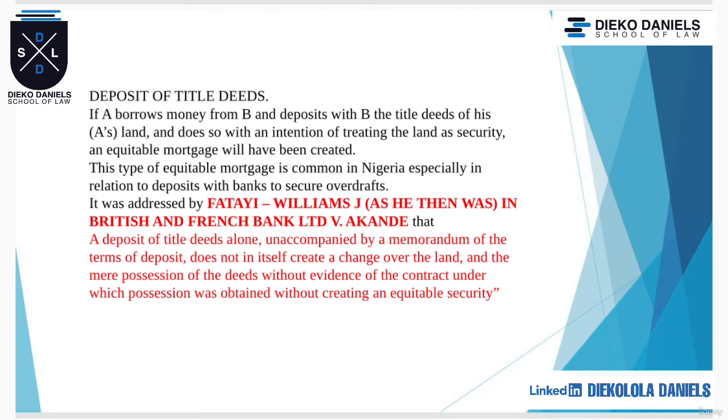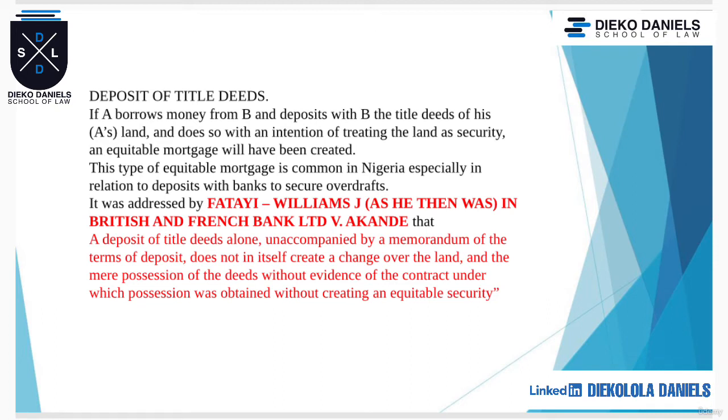deposit the title deed, there must have been a memorandum of some sort, a contract of some sort, evidencing that such deposit of title deed is with the intention that the title deed is to be used as security for the loan. That's what Fatai Williams has said in the case of British and French Bank versus Akonde. Not only must you drop the title deed, you must drop the title deed with evidence of some sort, which according to Fatai J should have been a memorandum of the terms of deposit, showing that deposit of the title deed was made so that the title deed will be used as security for the loan.